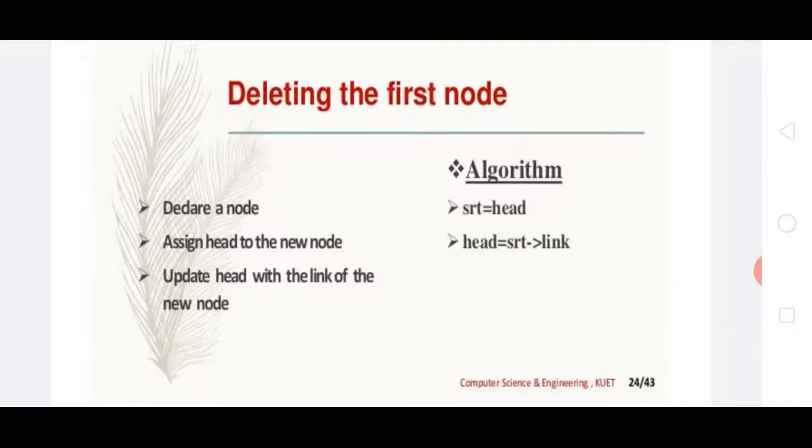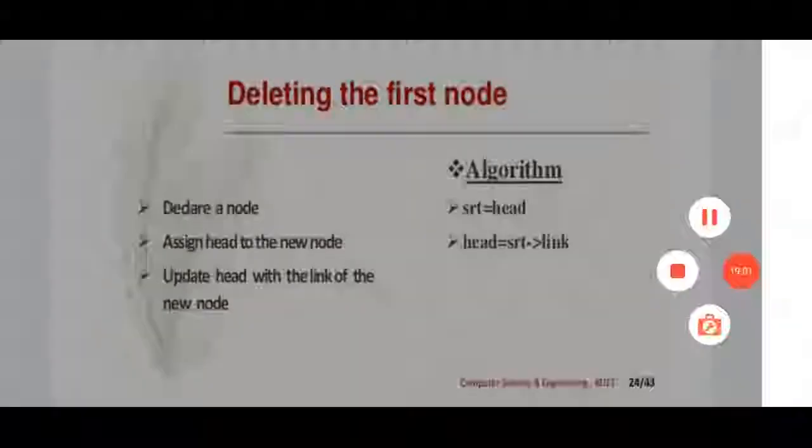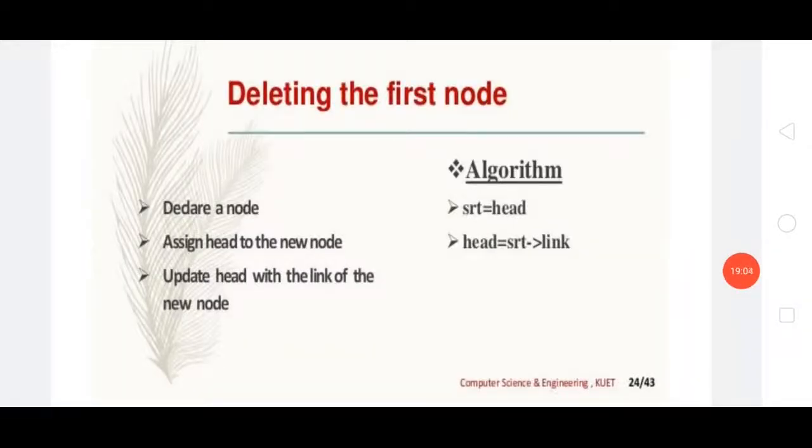Deleting the first node. Suppose you want to delete a node in the linked list, then we have to handle 3 different situations. The first situation is deleting the first node, the second is deleting the last node, and the third is deleting the middle node in the list. First we will discuss deleting the first node. Now see the algorithm.